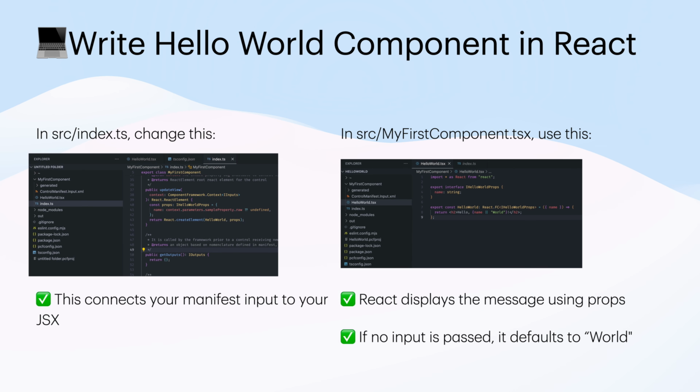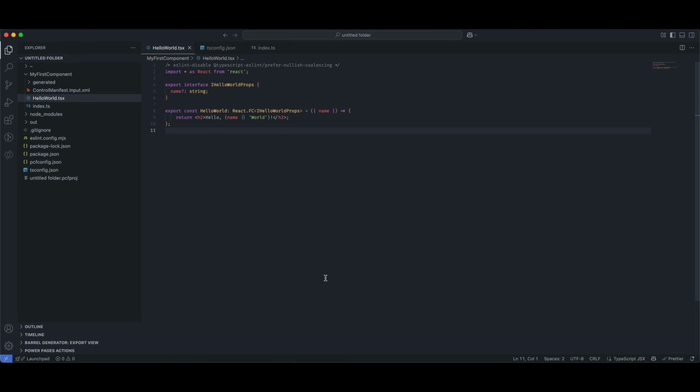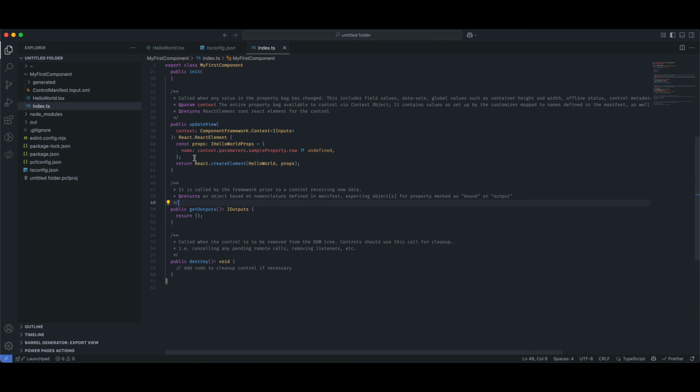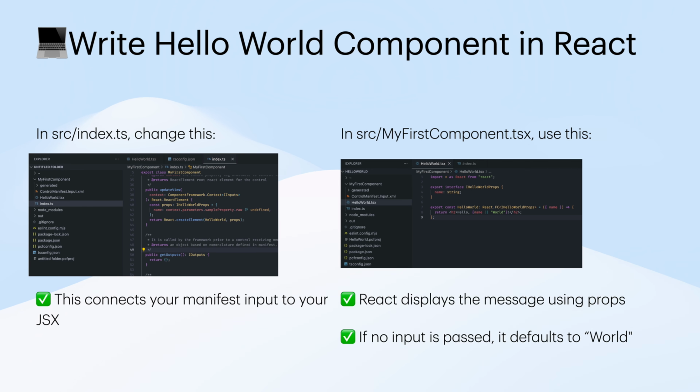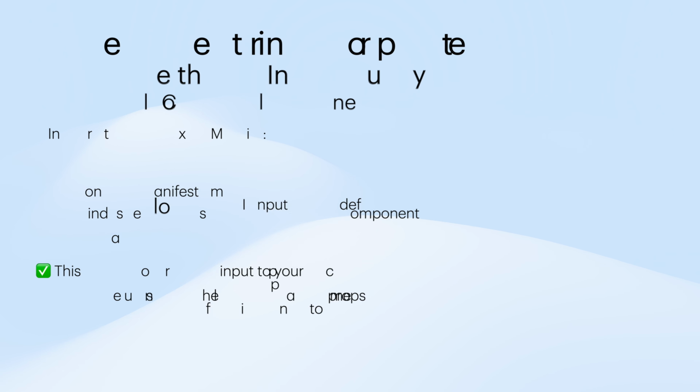Let's jump into the code. Inside HelloWorld.tsx, we define a prop interface, say IHelloWorldProps, with a name string. Then we write a functional component using JSX, like this. This line ensures that if a name is passed from Power Apps, we show it. Otherwise, we fall back to the word "world". And in index.ts, we make the following changes. It's that simple.